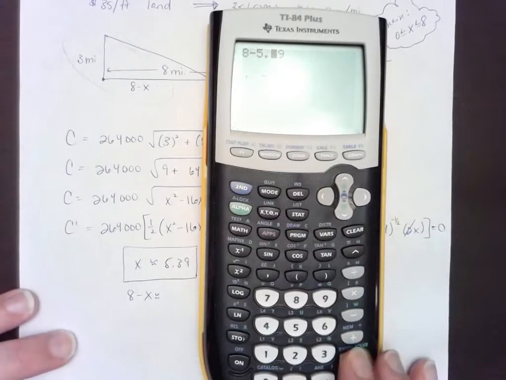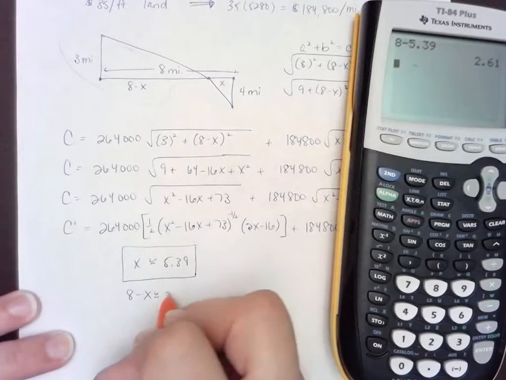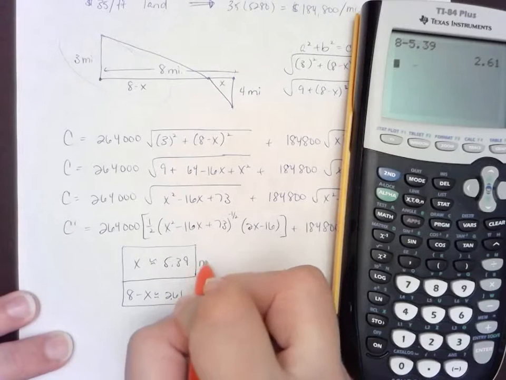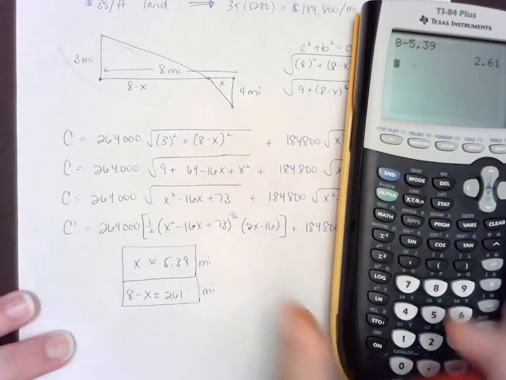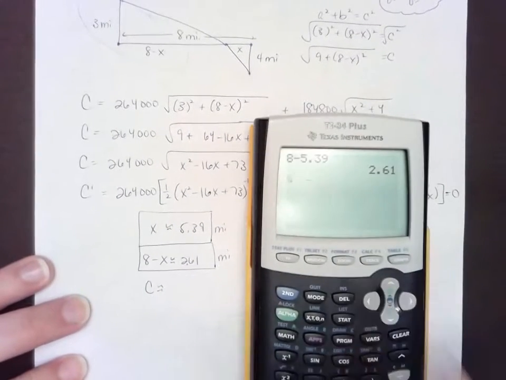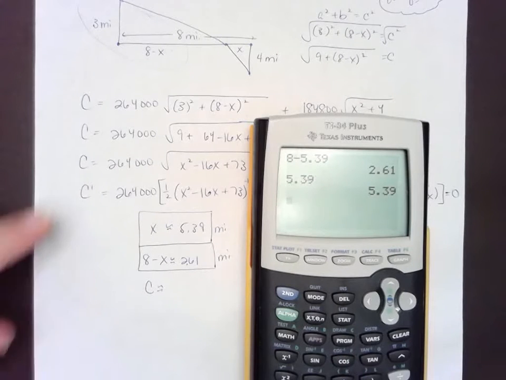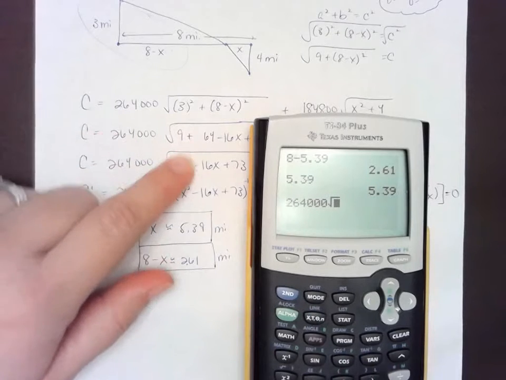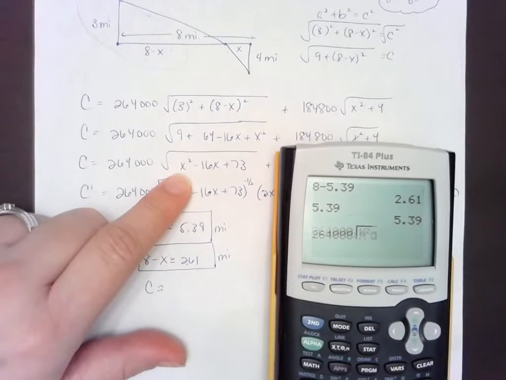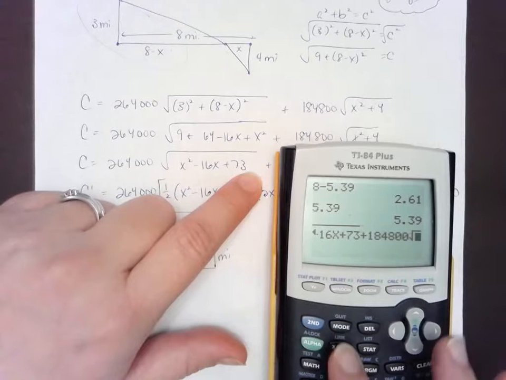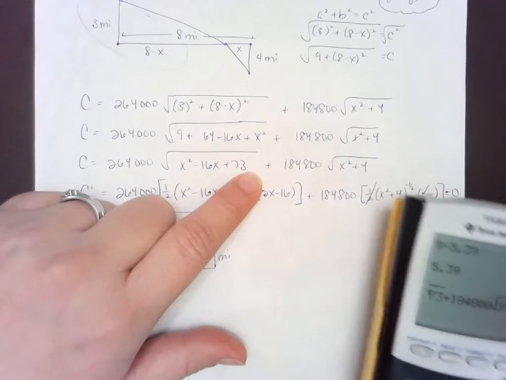Oh, I did it again. Is 2.61. These are both miles. What are some other unknowns? Well, my total cost. If I plug in 5.39 for x, then my cost is 264,000 times the square root of x squared minus 16x plus 73, plus 184,800 times the square root of x squared plus 16.